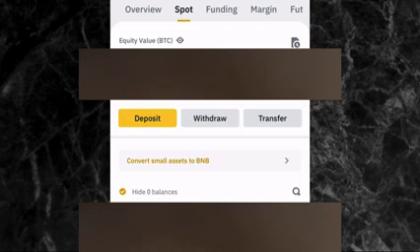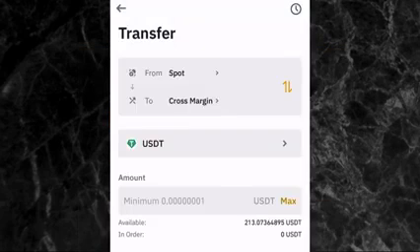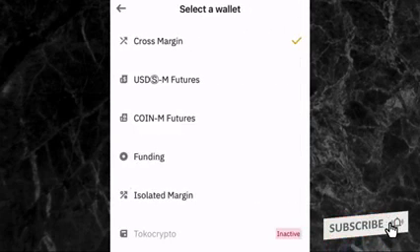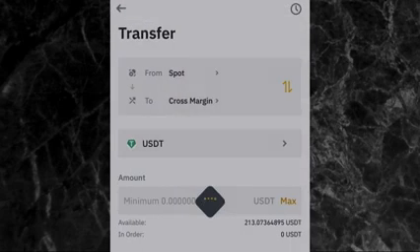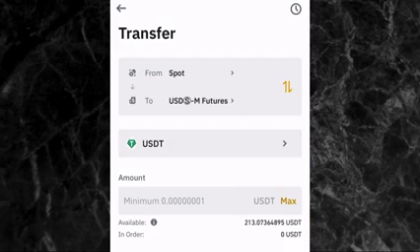So then once you have USDT, the next thing is to transfer it from your spot wallet to your futures wallet. So I'm going to tap on transfer where the arrow is pointing to, and then you are seeing from spot to cross margin. So we are not transferring to cross margin, we are transferring to your futures wallet. So you tap on the cross margin and then you pick where you have USDS-M futures, where the arrow is pointing to.